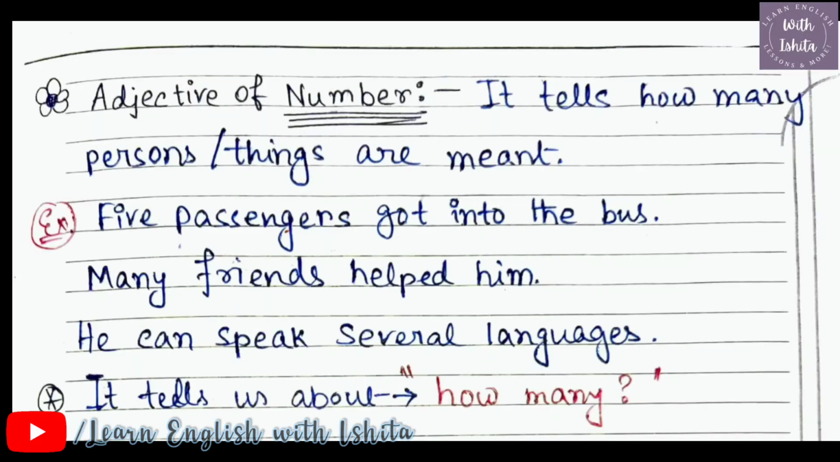Now, adjective of number. Adjective of number tells how many persons or things are meant. For example, 5 passengers got into the bus. Many friends helped him. He can speak several languages. Adjective of number tells us the answer to the question of how many.